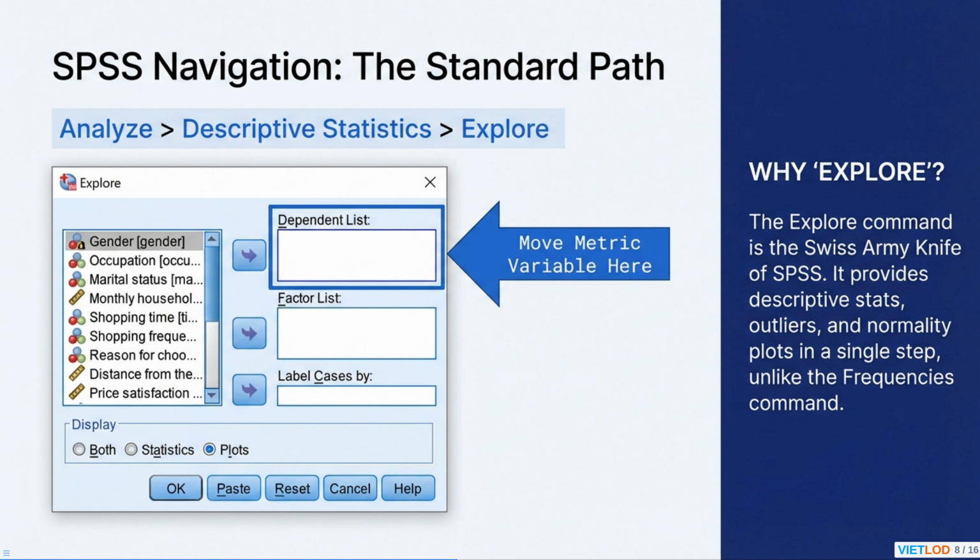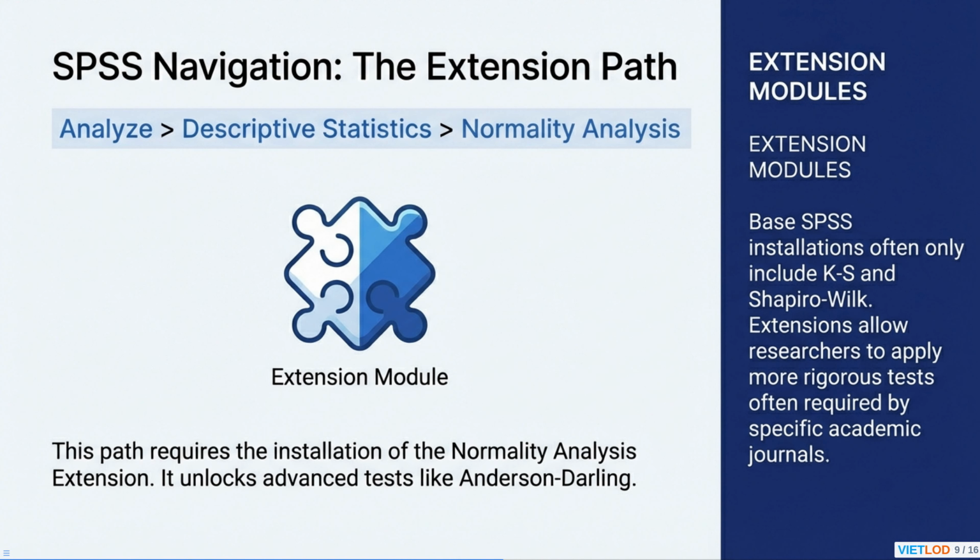The reason we choose Explore is that it's an incredibly versatile, all-in-one tool. Unlike the simpler Frequencies command, Explore allows you to obtain a comprehensive set of descriptive statistics, detect outliers through box plots, and generate both normality tests and plots, all within a single procedure. This makes it a powerful starting point for understanding your data's distribution.